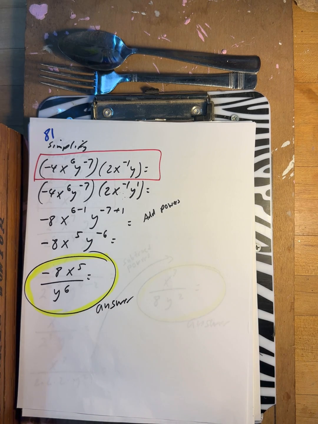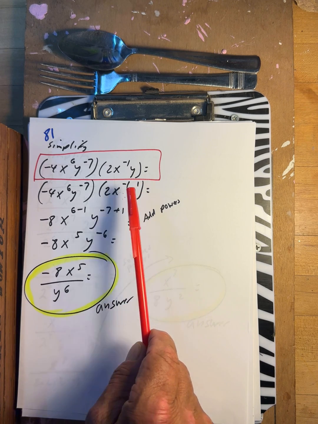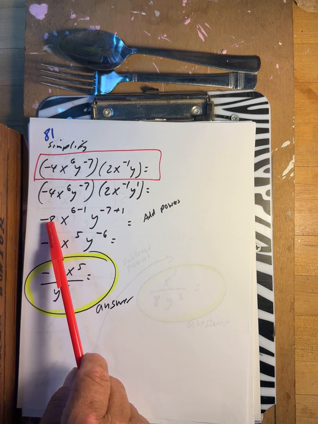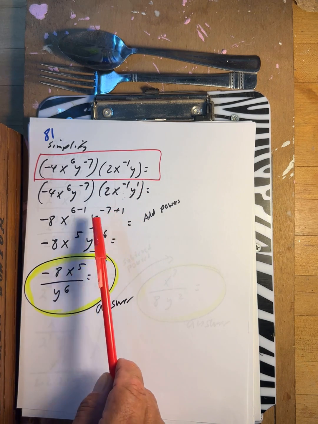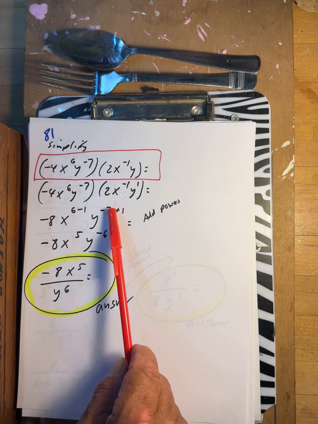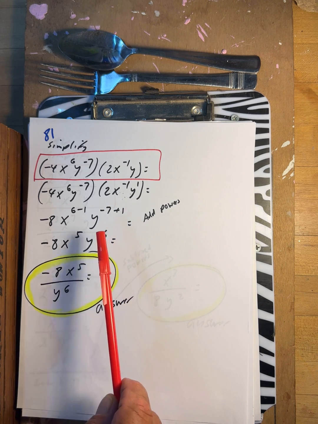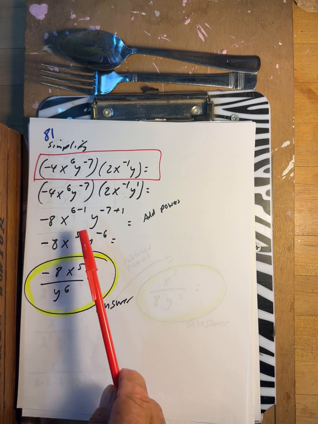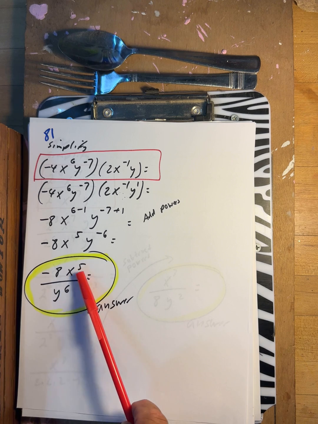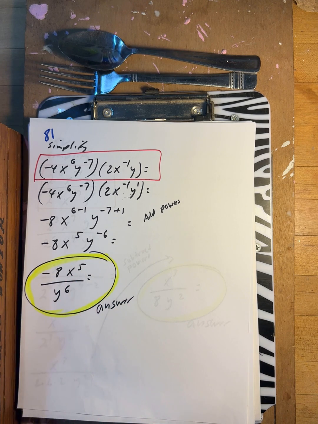Oh, look at this one. So all I did is put a 1 right there. Makes it a little bit easier. Now, negative times positive is negative 8. x to the 6 minus 1, negative 7 plus 1. This right here is going to give you 5. This right here is going to give you negative 6. Again, since you do have a negative power right here, rewrite it. Negative 8x to the 5 over y to the 6. You can write it this way: negative 8x to the 5, y to the 6 power.